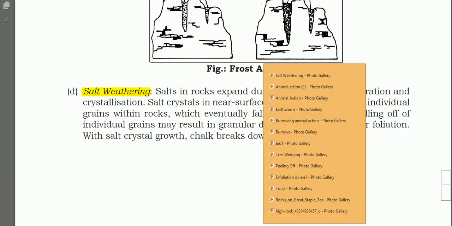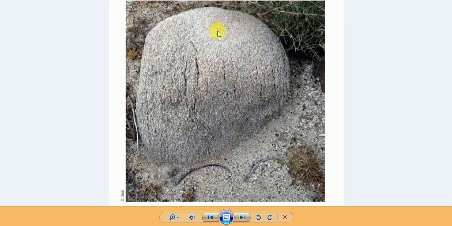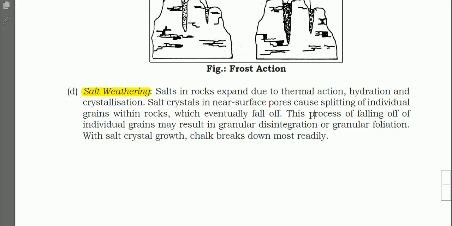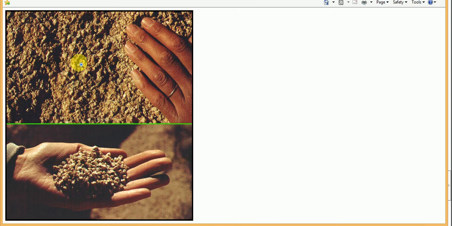And here we have some photographs of granular disintegration. See here, this is an example. The rock is disintegrated grain by grain. I think you may be seeing grains falling nearby this rock. This is known as granular disintegration. Another example is also here from this rock. Grains are disintegrated. This is what we call granular disintegration, and it is due to salt weathering.